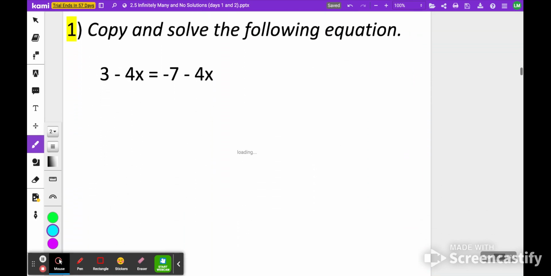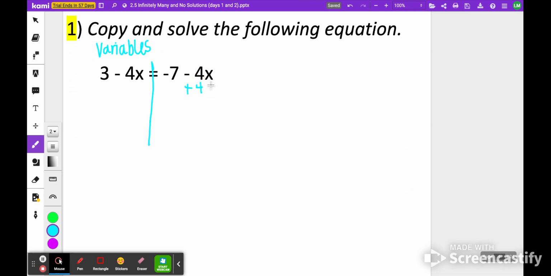So what we're going to do next is try to solve the following equation. Again, we want to try to cancel out variables first. So I'm going to draw my line, and I'm going to try to bring all my variables over to the left. We talked about that in the previous lesson, 2.4. So if you didn't catch that, go back and try 2.4.